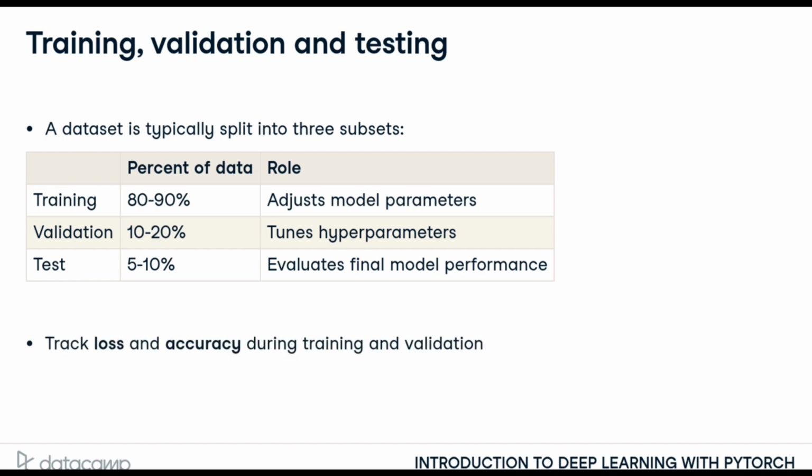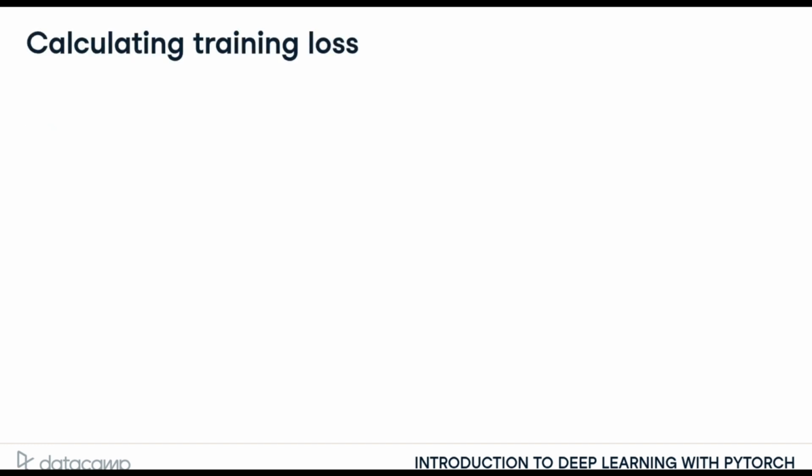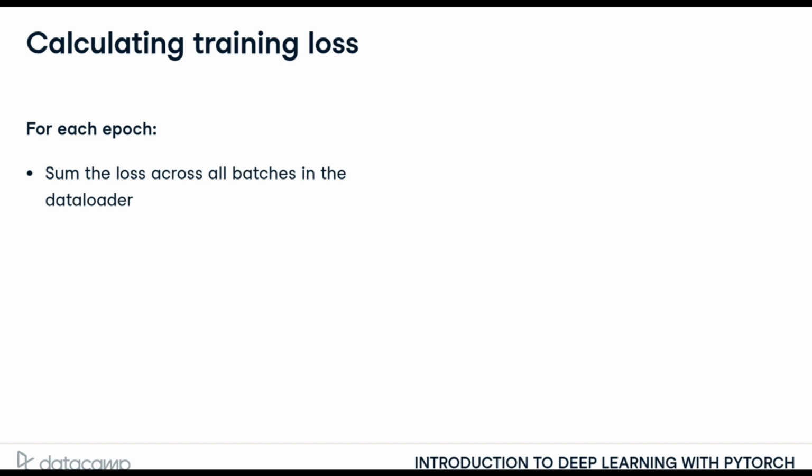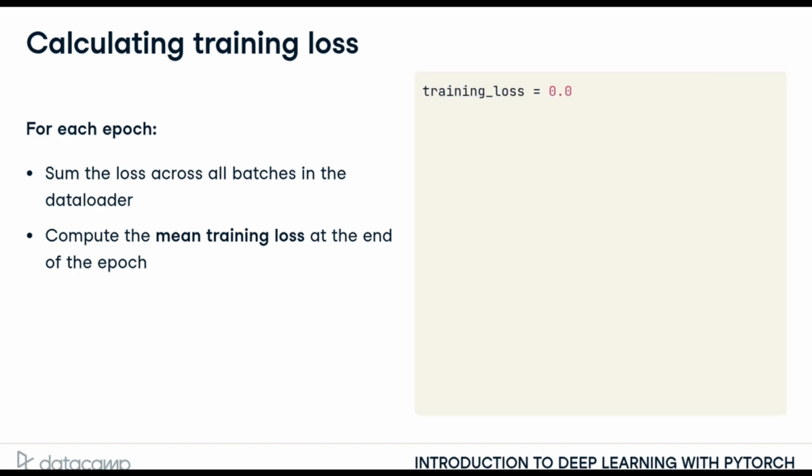We'll track two key metrics, loss and accuracy, during training and validation. Let's begin with loss. Training loss is calculated by summing the loss across all batches in the training data loader. At the end of each epoch, we compute the mean training loss by dividing the total loss by the number of batches. We begin by setting training loss to 0.